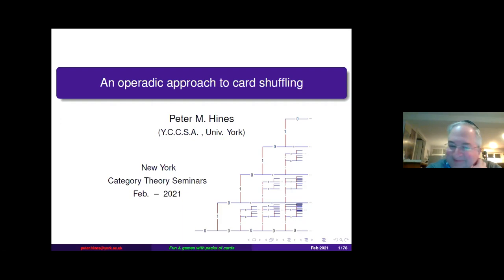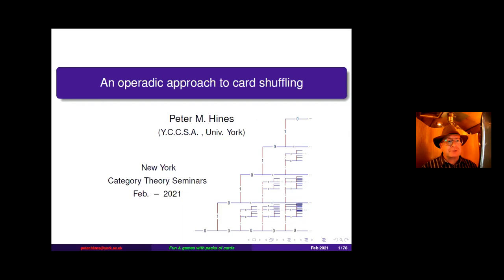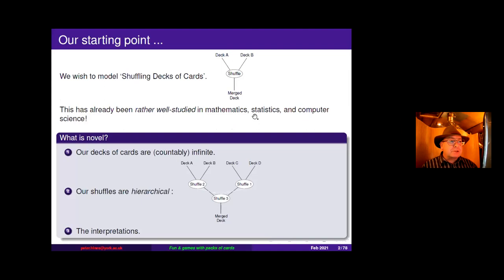Okay. So as the title says, I'm going to talk about an operatic approach to card shuffling. Now, the starting point is quite simply, we want to model shuffling decks of cards. Now, when you say that you want to model shuffling decks of cards to mathematicians, there's a sort of polite silence and a pause, and eventually someone makes the comment along the lines of, haven't people already been doing that for a little while? Well, yes, they have.